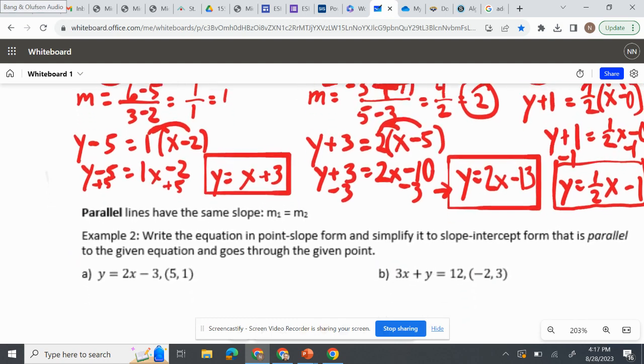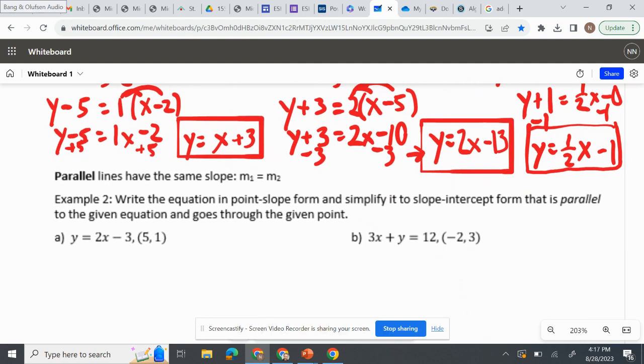Now let's look at our next example. With these ones right here, what we're doing is we're looking at parallel lines. We know that parallel lines have the same slope. So when we're looking at our equation, what we're doing is we're looking for the slope of our equation. And we're writing an equation that is parallel to it. So we see that the slope is 2.